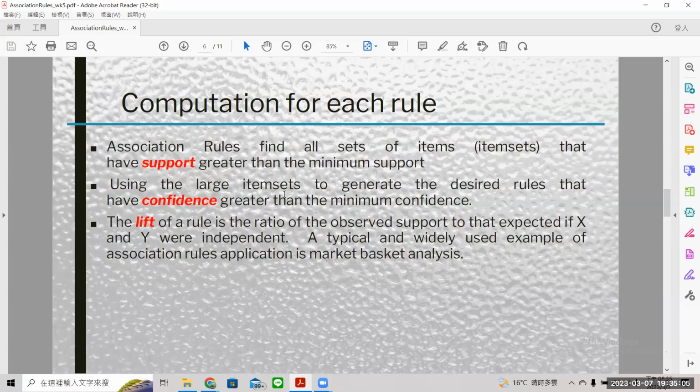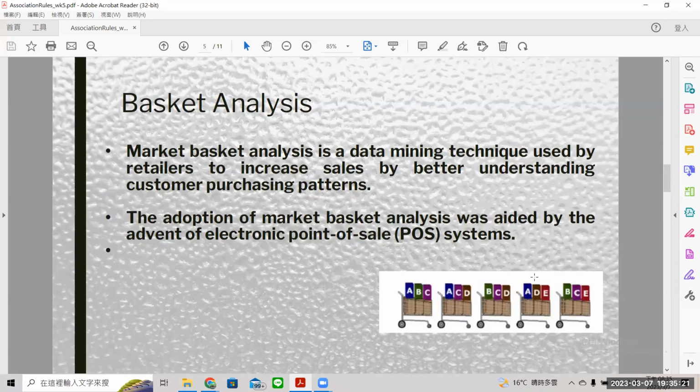And using the large item set to generate the desired rule, let it have confidence greater than the minimum confidence. So confidence, I already showed you a basic concept of confidence. Do you remember? Maybe I have 60% confidence about my assumption. What is my assumption? I say that a customer buying B will buy C. That's what I just discussed. So maybe I have 16% confidence about this reason.